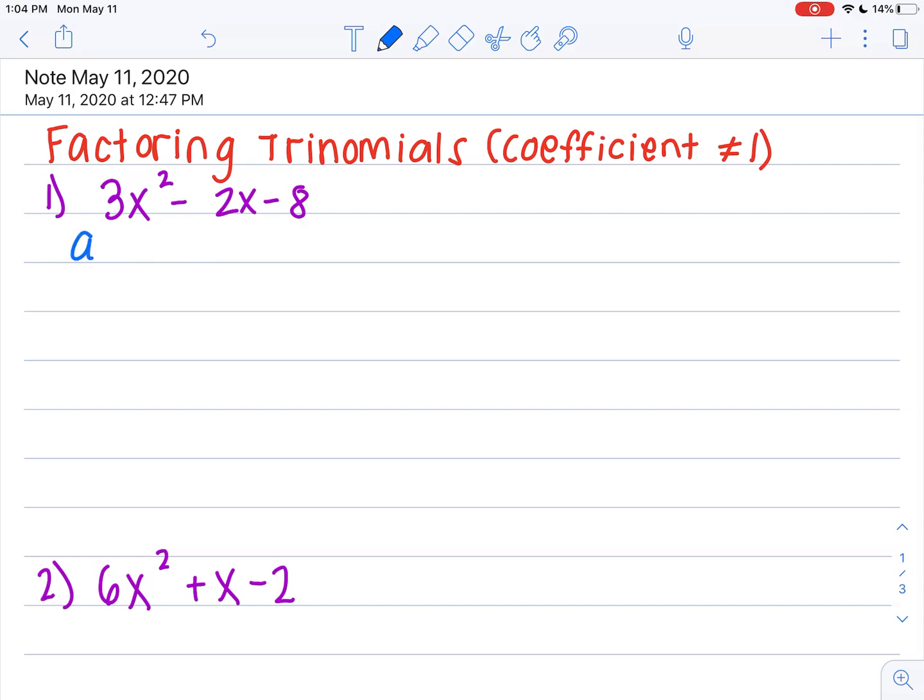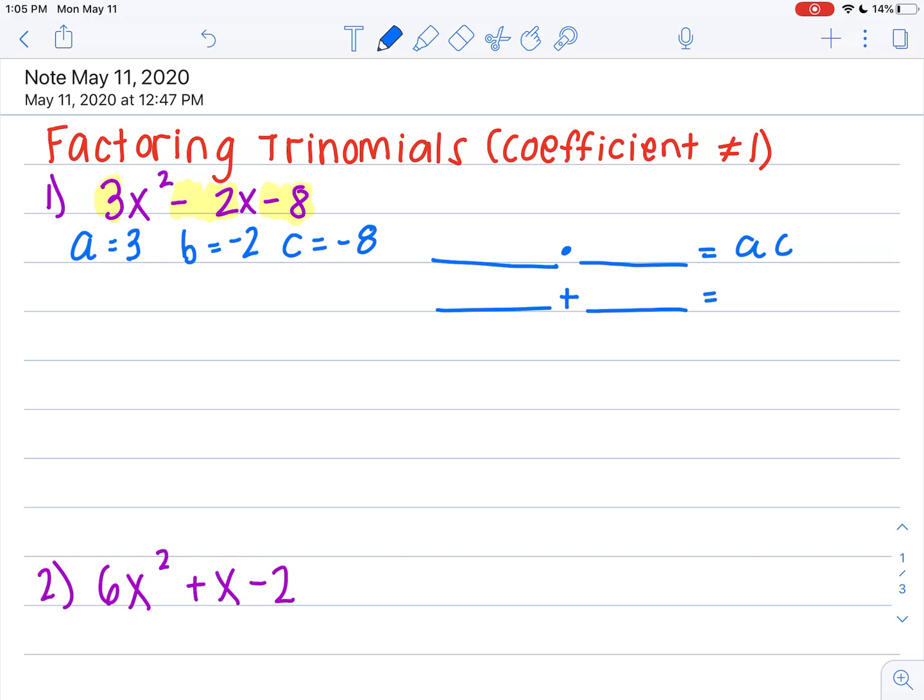So the first thing, we're going to label A, B, and C. We do the first couple steps the same. A is 3, B is -2, and C is -8. A is always the number in front of x squared, B is the number in front of x, and C is the number that doesn't have an x or a variable next to it. And then we're going to do our little formula. Something times another number is going to equal AC, and that same number that we got above plus that same number is going to equal B.